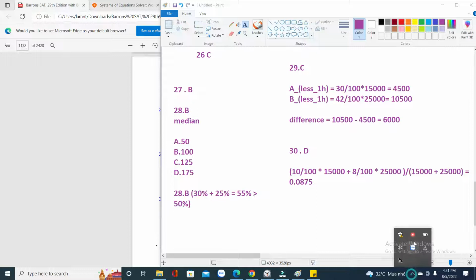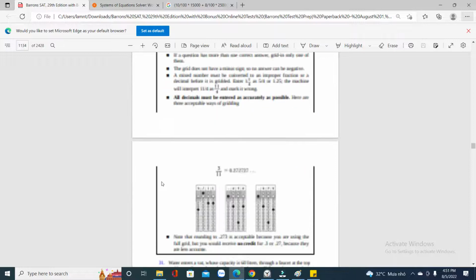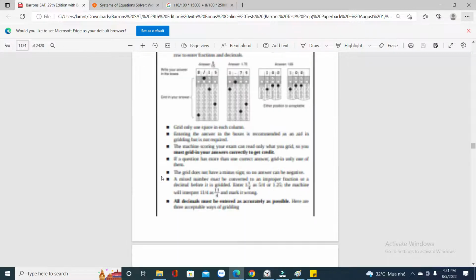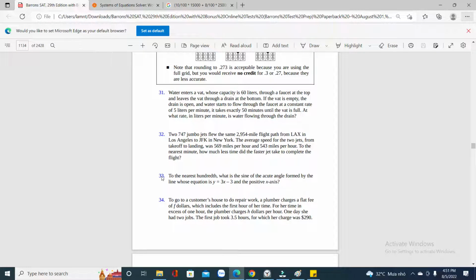Okay, so let's try to finish from 31 to 38, and we are done with this test. Number 31: water enters a vat whose capacity is 60 liters through a faucet at the top and leaves the vat through a drain at the bottom. If the vat is empty, the drain is open and water starts to flow from the faucet with a constant rate of 5 liters per minute. It takes exactly 50 minutes until the vat is full. At what rate in liters per minute is water flowing through the drain?